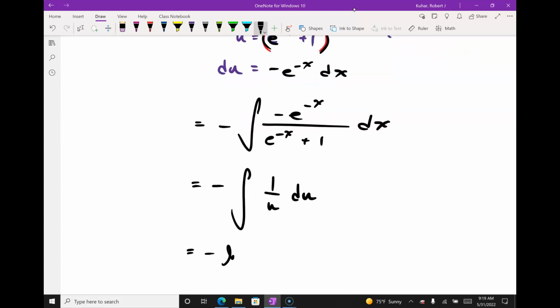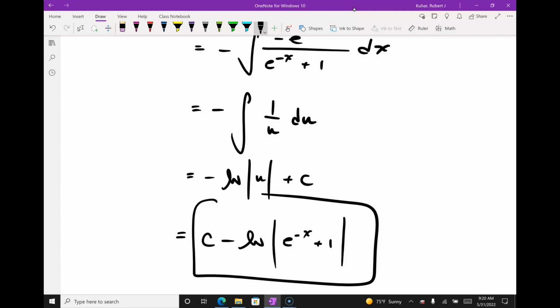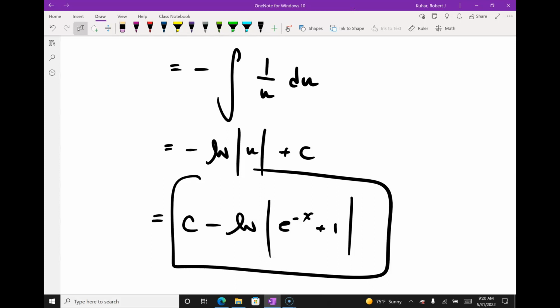So now I have the opposite of the ln of the absolute value of u plus c. And there's my final answer. Typically, if the function piece is using is a negative, I'll put the c, the constant of integration, out front. So that's a tricky one, but we'll do another one like that.